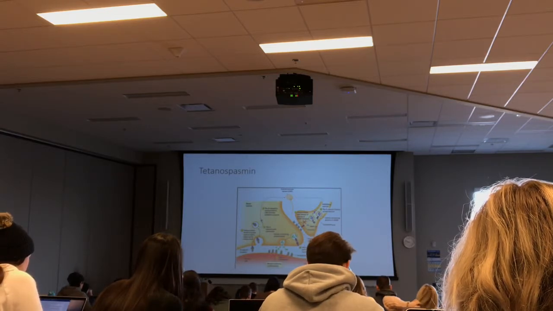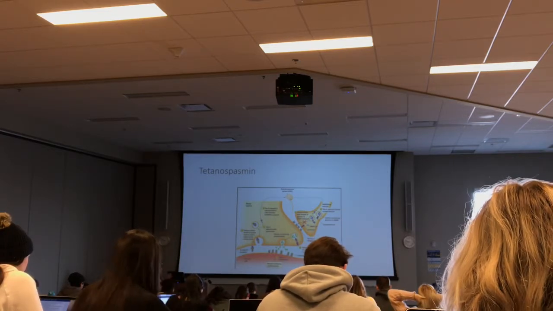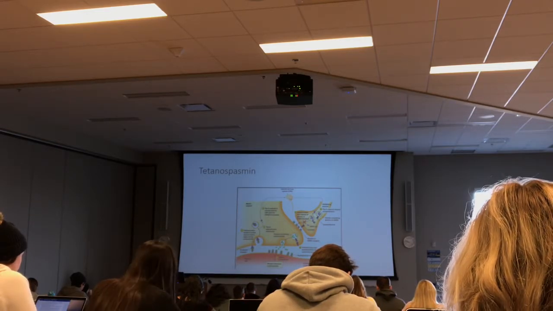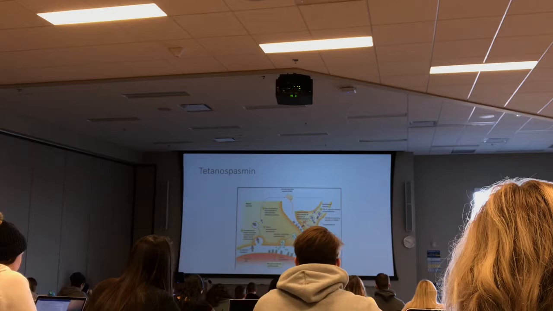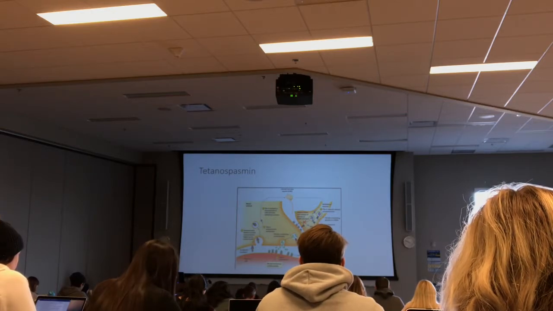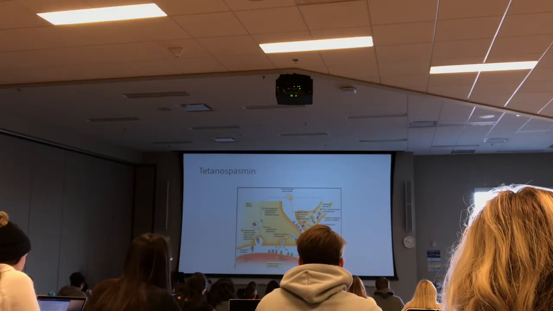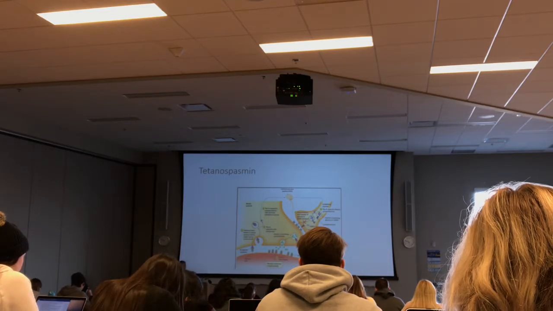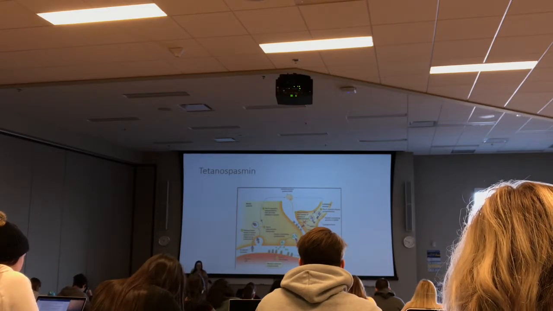So for tetanus, synaptobrevin is cleaved, preventing or blocking the release of the inhibitory neurotransmitters, GABA or glycine, so that the motor neuron that's stimulating muscle contraction just keeps releasing acetylcholine.